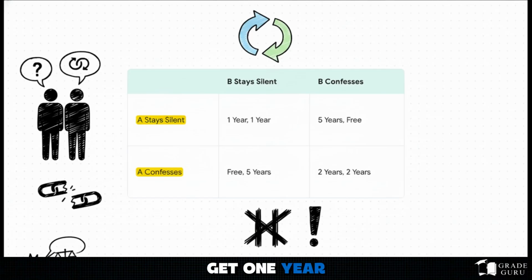They'd each only get 1 year. But a rational, self-interested person will always confess. Because no matter what the other guy does, confessing gives you a better result. And that leads to a worse outcome for both of them.